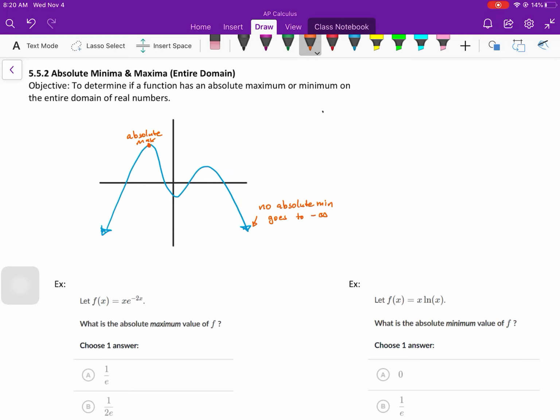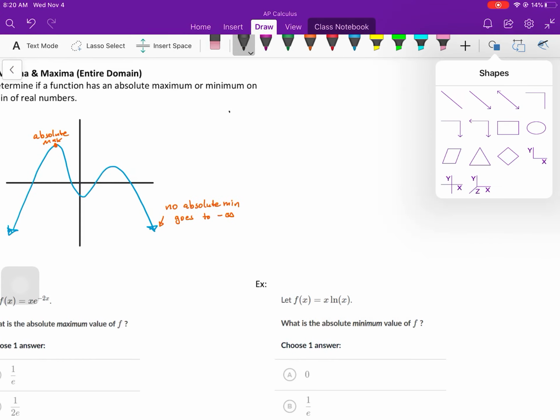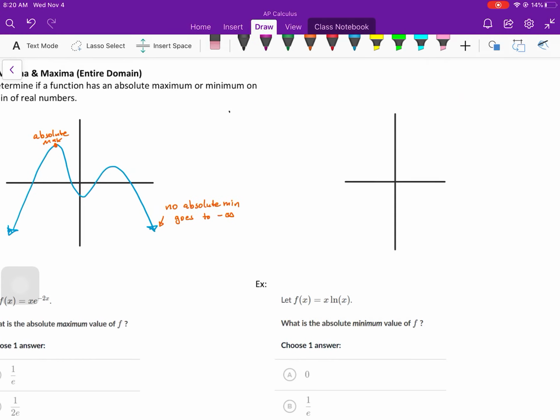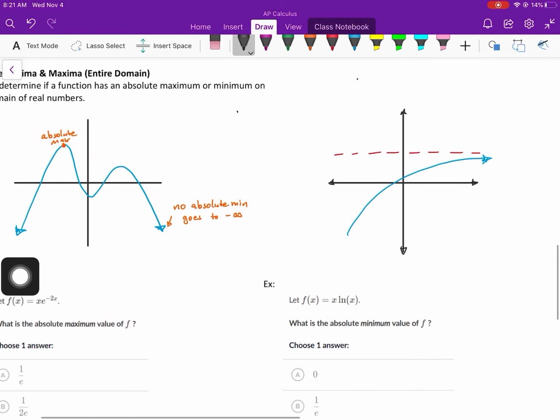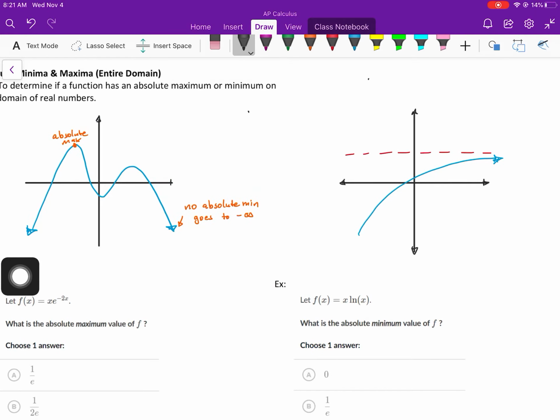Sometimes, though, we have those horizontal asymptotes, things like that. So we've got to test as it goes out to infinity. What do I mean by that? If you have your graph doing something like this as we go out to infinity, because we're talking about the entire domain, our graph is approaching the highest point at that horizontal asymptote. So just different things to consider.